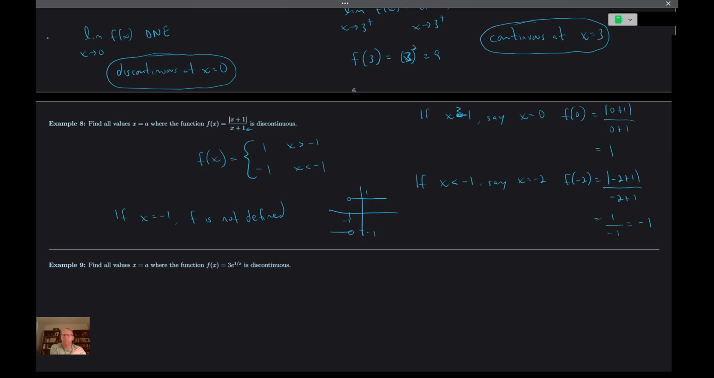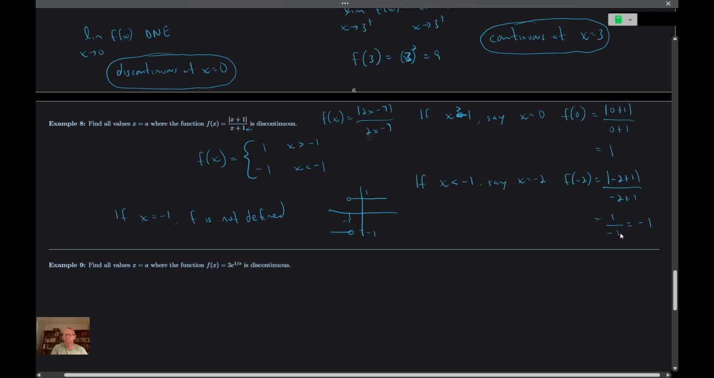And it doesn't matter what you have here. So even if it's f of x equals absolute value of 2x minus 7 over 2x minus 7, it still works the same way. You just got to figure out where this jump is, what the x value is. In that case, it'd be 3/2.